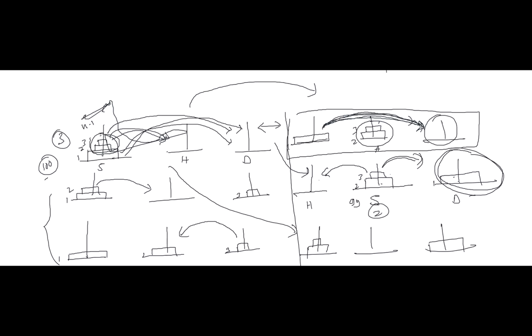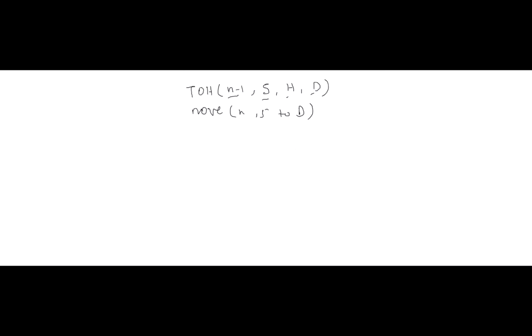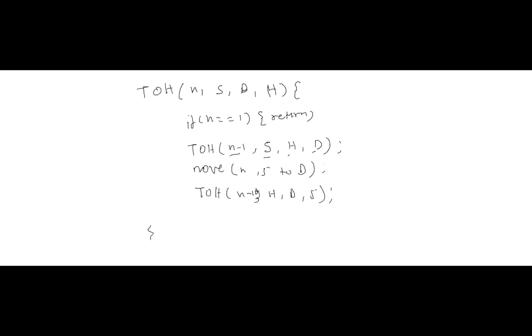Now we have this position. So now this was the source, this was the helper, and this was the destination. So now what I need to do, I need to send this helper to destination, right? So I need to do Tower of Hanoi n minus 1, from helper to destination with the help of source. That's it. That's the code. Three lines of code, right? The code is quite simple.